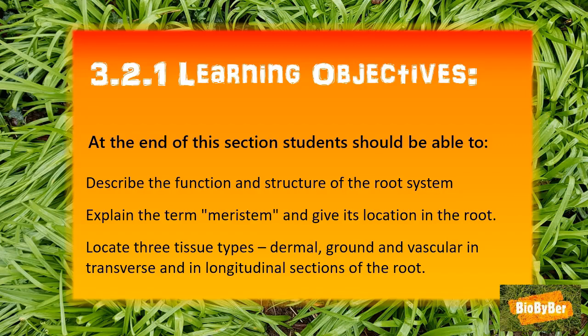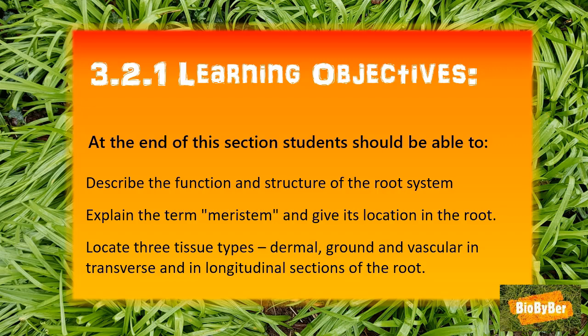At the end of this section and following the biology syllabus, you should be able to describe the function and structure of the root system, explain the term meristem and give its location in the root, locate 3 tissue types, dermal, ground and vascular, in transverse and in longitudinal sections of the root.